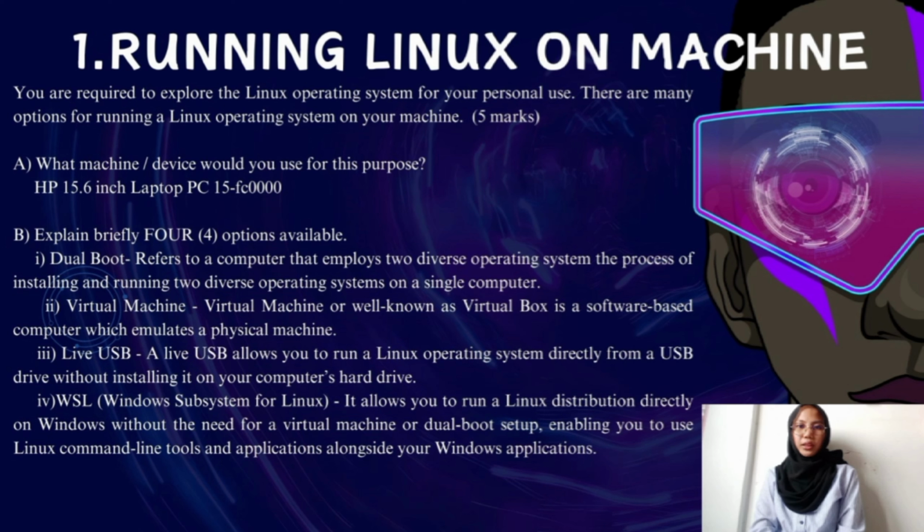The second one is virtual machine. A virtual machine, or well known as VirtualBox, is a software-based computer which emulates a physical machine. The third one is live USB. A live USB allows you to run a Linux operating system directly from a USB drive without installing it on your computer's hard drive. And the last one is WSL, which is Windows Subsystem for Linux. It allows you to run a Linux distribution directly on Windows without the need for a virtual machine or dual boot setup, enabling you to use the Linux command line, tools, and applications alongside your Windows applications.